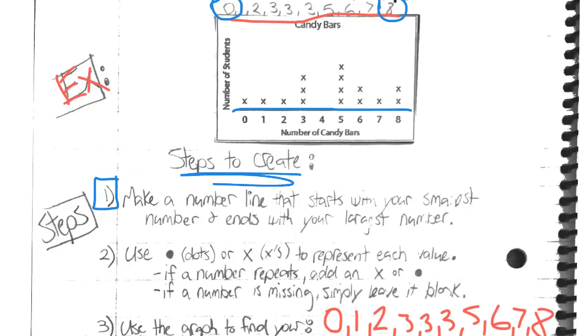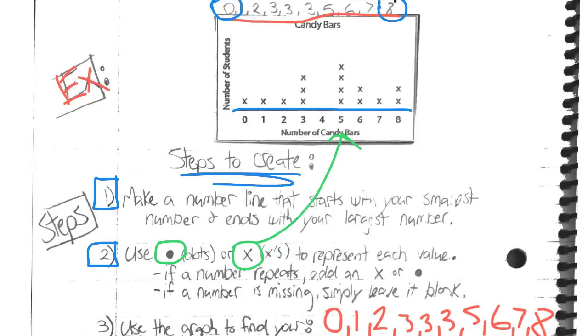Then our second step over here is, for a dot plot or a line plot, you use dots or X's to represent each value. So they can look like this on the chart, or they can look like this. You'll see up here they used the X's, but they could have also used these little dots instead. So either way.